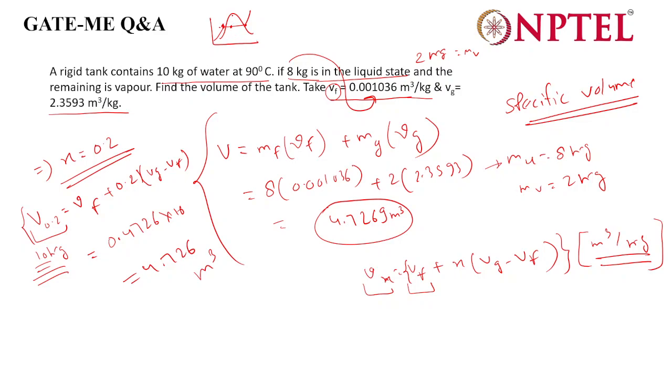So we already know it is in the wet area. So we found the dryness fraction, and simply knowing this value and this value, we found the final value. Correct. Clear or not clear? Yes, sir.